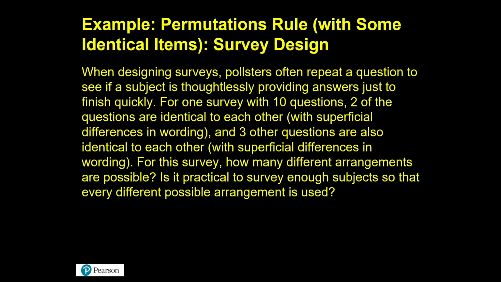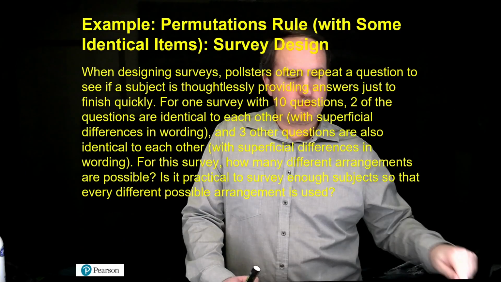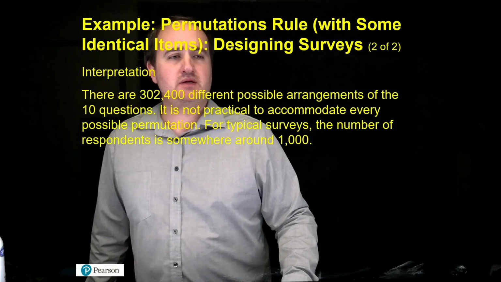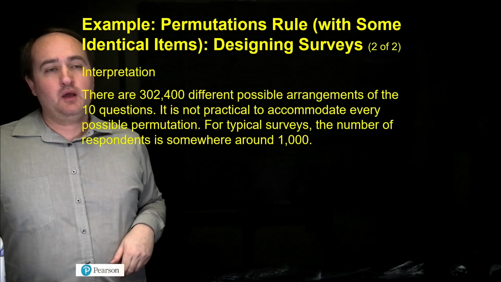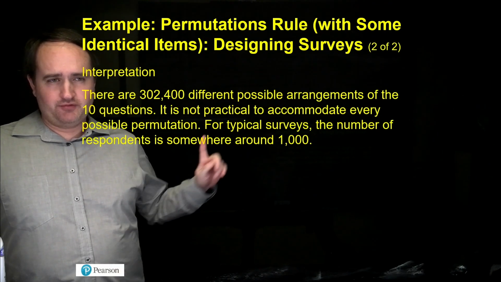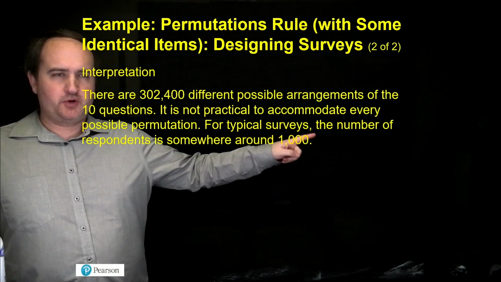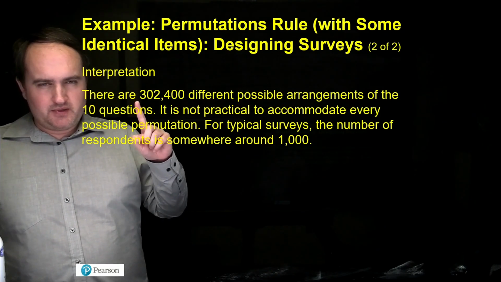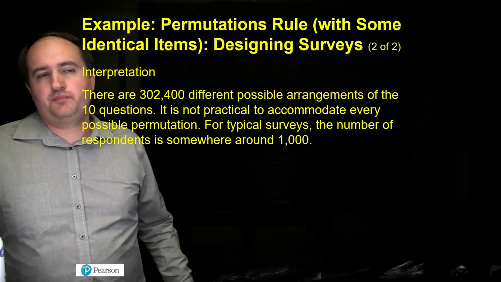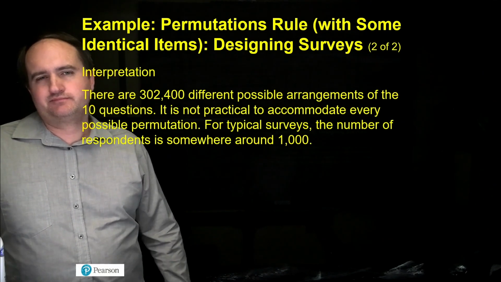So here, to have all of the possible arrangements, we would actually need 302,400 different surveys. And for typical surveys, the number of respondents is somewhere around 1,000. So that would be a heck of a lot more than the typical survey.